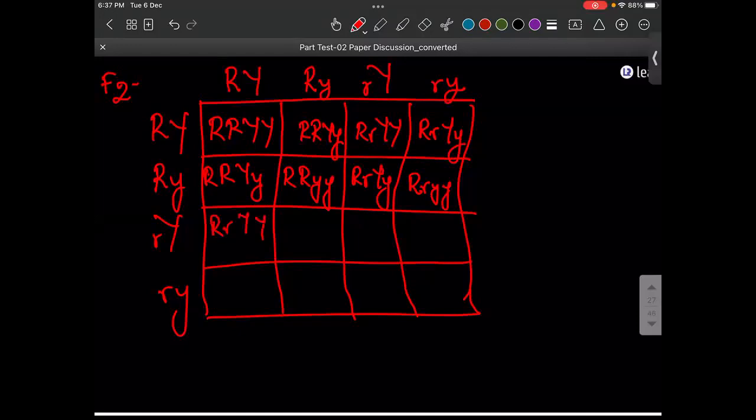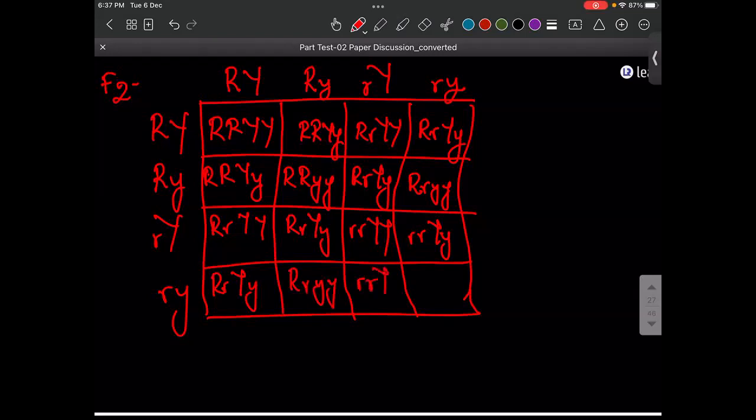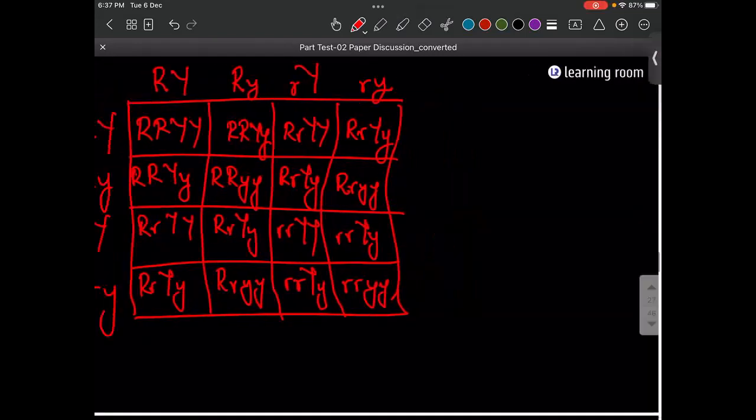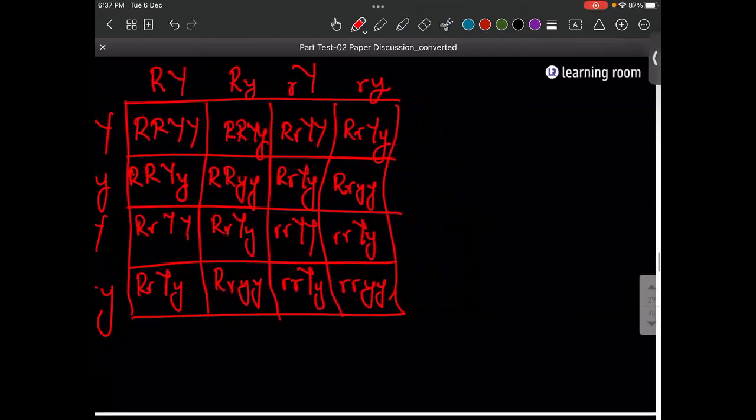Capital R, small r, capital Y, capital Y. Capital R, small r, capital Y, small y. Small r, small r, capital Y, capital Y. Small r, small r, capital Y, small y. Then capital R, small r, capital Y, small y. Capital R, small r, small y, small y. Small r, small r, capital Y, small y. Small r, small r, small y, small y. Correct? All of you did this? Yes, okay.